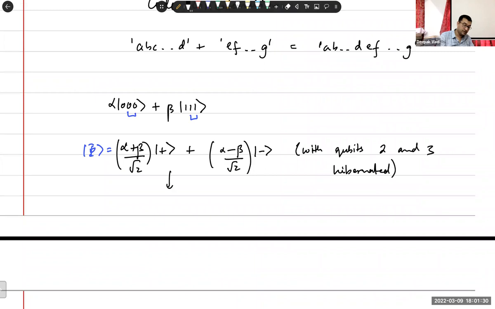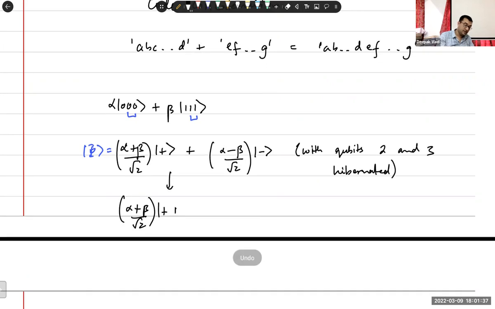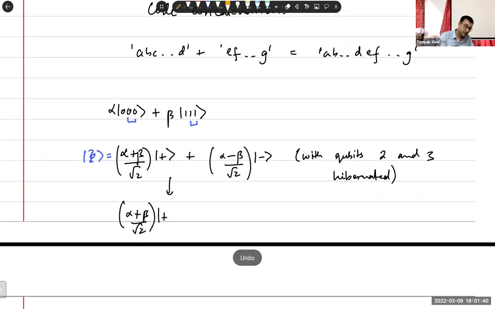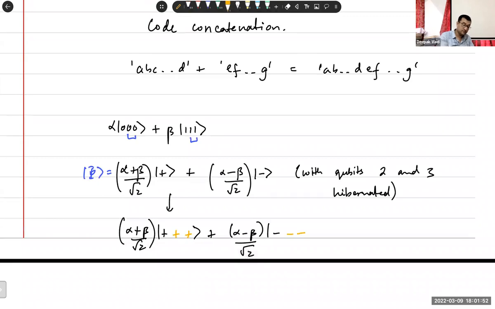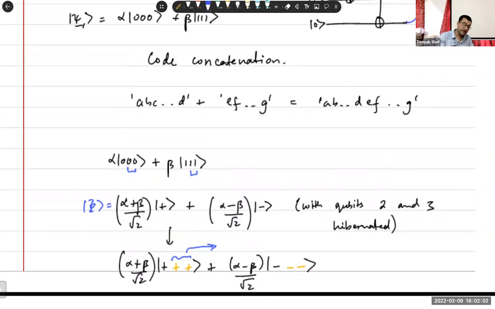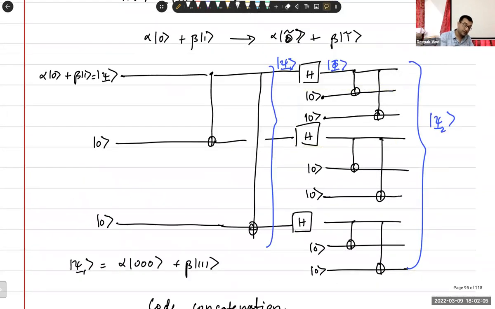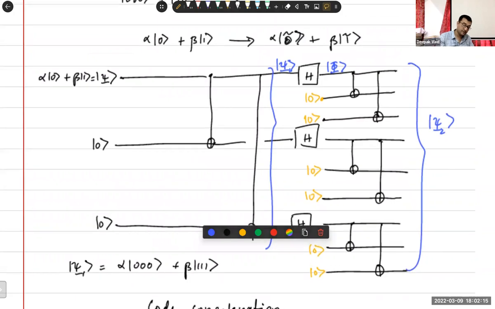We will get alpha plus beta by root 2 plus, and now I'll just put the other two qubits in a different color. Right? And what are these two qubits that I put in a blue color? These are my second level over here, right? These qubits which I've introduced at the second level of my code, this is what I'm writing with the orange color.